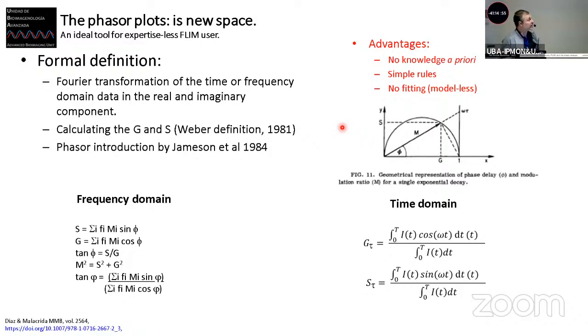These rules are very simple. And the most important point, you don't need to fit. So by removing the fitting, you remove from your path one of the most important constraints in order to use FLIM, which is the knowledge of the model, the physical model, to use for the fitting.